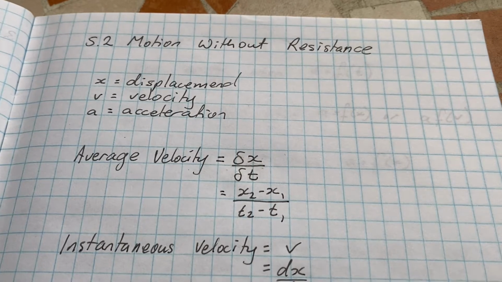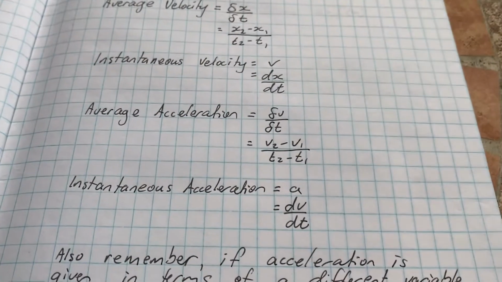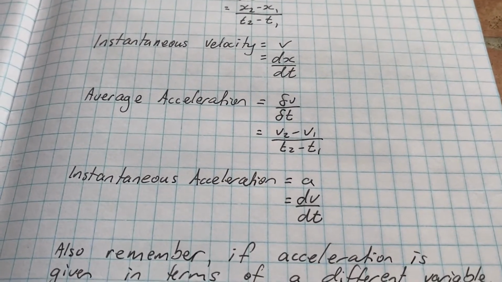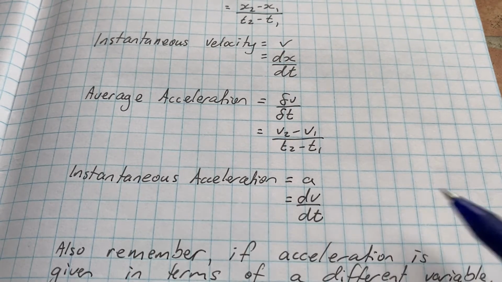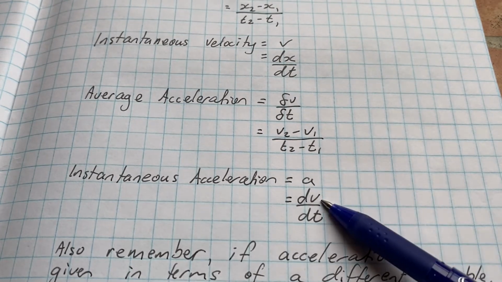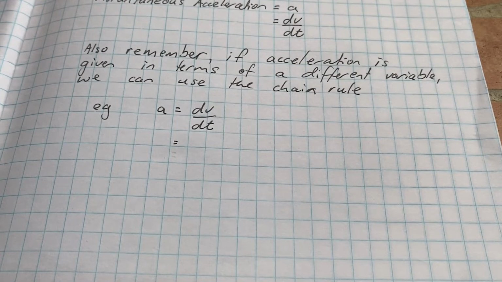So the instantaneous velocity, on the other hand, is the derivative. And then also we've got average acceleration in the same way, which is the difference in the velocity over time. And instantaneous acceleration, I've just given it as dv/dt here, but also we do have those other forms. Okay, so those other forms of acceleration, it depends what our acceleration function is given in terms of.